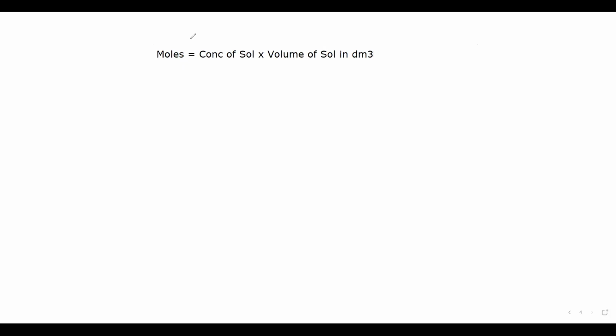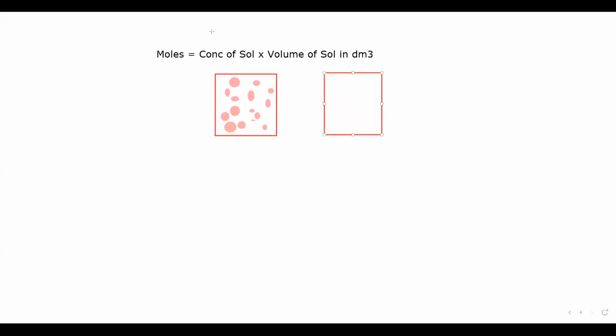The concentration refers to the amount of particles present in the unit volume. It is the same as the concept of density. Because in density, how many particles, like if I say we have two substances of equal volume, but different number of particles. Which substance is having high density? A or B? It is A, because more particles.